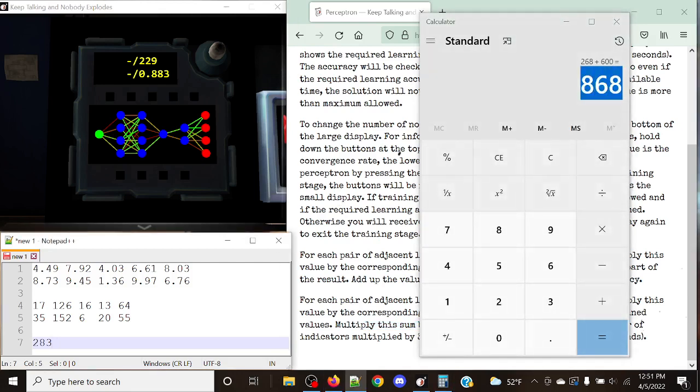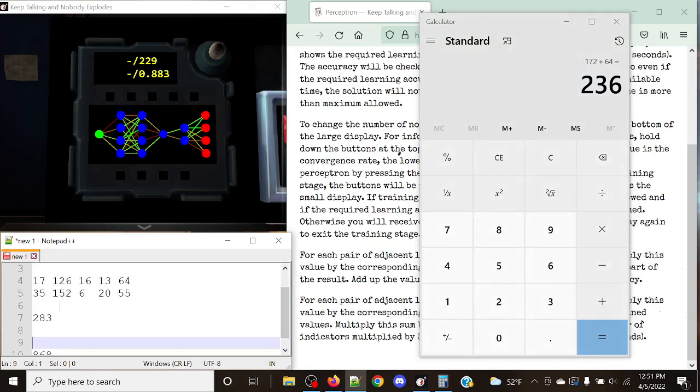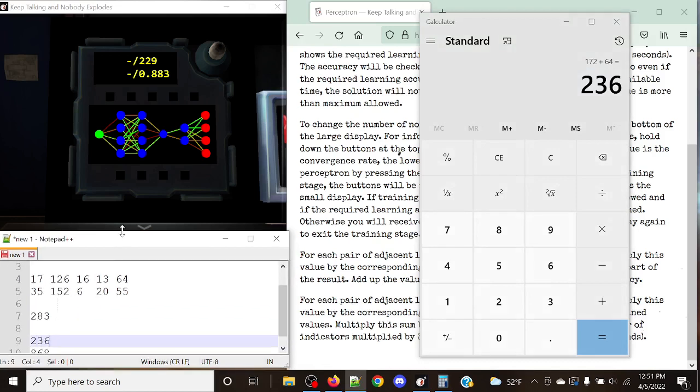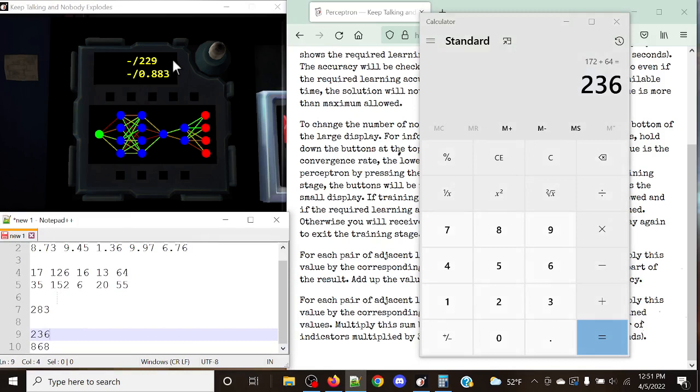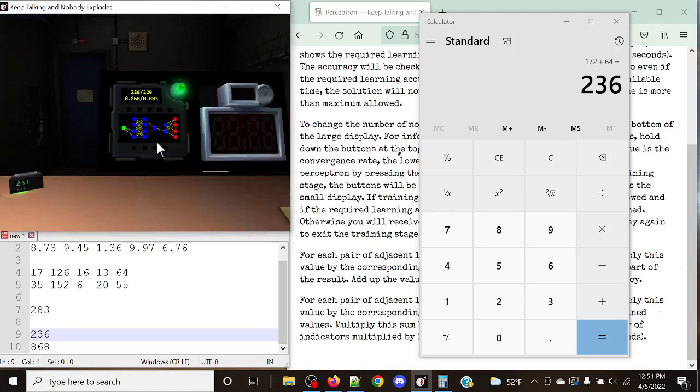So now, what we should have on the module here is we should get 868 as the time, which falls just below. And then we should have the 17 plus the 20 plus the 126 plus the 16 plus the 13 plus the 64 is going to be 236. This should be the way that it shows up on the module when we hit the training mode. So it should show up as 236 slash 229, and then 0.868, excuse me, and then we have over 0.883. So if we hit this, and just like that, it did exactly that.